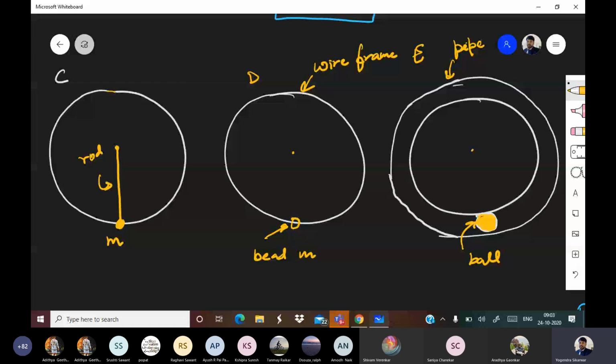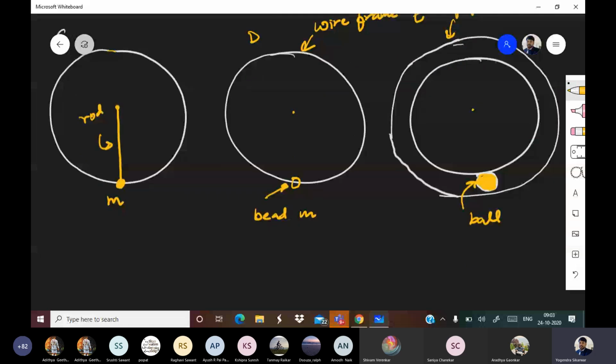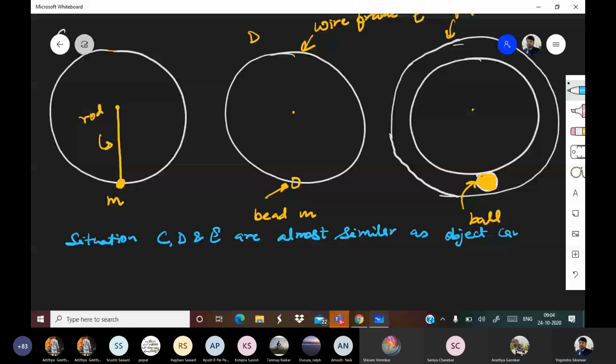Okay, so I am writing this in words. Situations C, D and E are almost similar as the object cannot leave the vertical circle in these three cases.